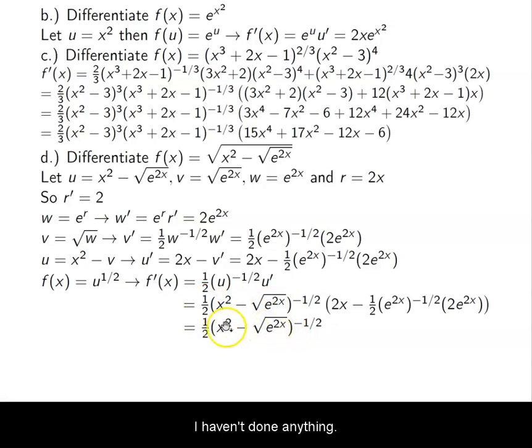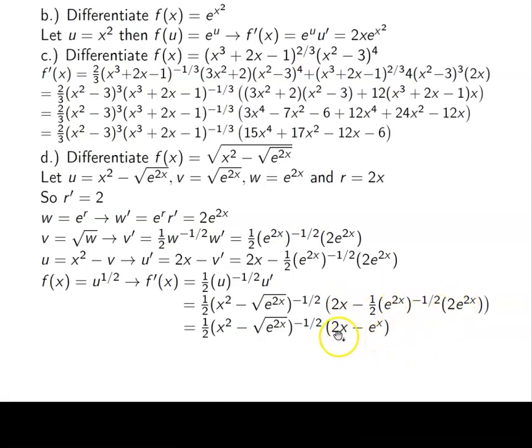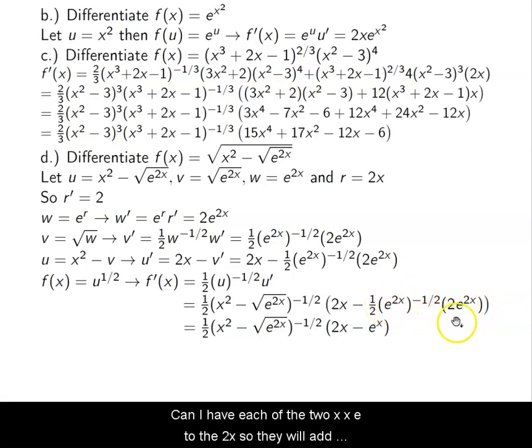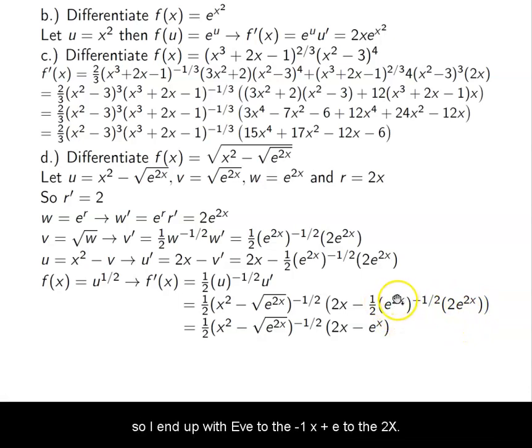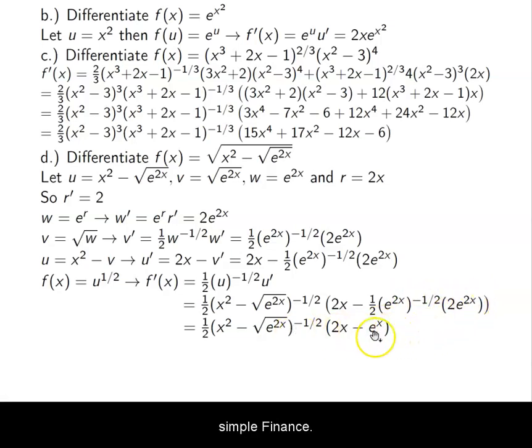This first part, I haven't done anything: the 1/2 times x squared minus root e to the 2x to the negative 1/2. It's the second part here that I'll be simplifying. So I'll still have this 2x. I can't combine that with anything. But here, this 2 and this 1/2 will simplify. And 2x to the 1/2 power is a negative 1 because these things end up just being multiples. So I get negative 1. Then I have e to the 2x times e to the 2x. So they'll add. So I end up with e to the negative 1x plus e to the 2x. Power-wise, it's negative x plus 2x, which is a positive x. So this is my simplified answer.